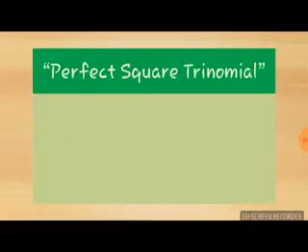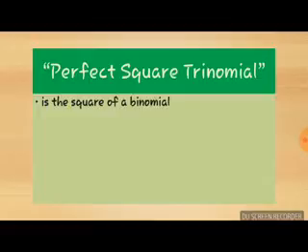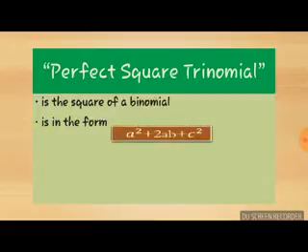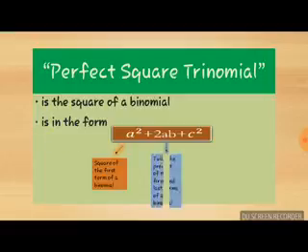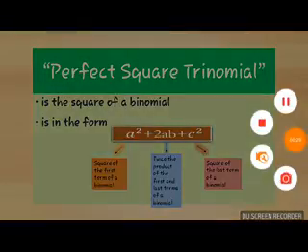But before that, let us define first what is a perfect square trinomial. A perfect square trinomial is the square of a binomial. It is in the form a squared plus 2ab plus b squared, where the first term is the square of the first term of a binomial, the second term is twice the product of the first and the last term of a binomial, and the last term is the square of the last term of a binomial.